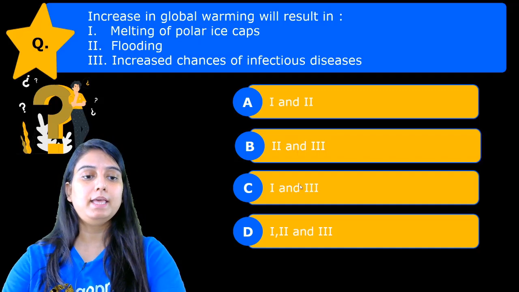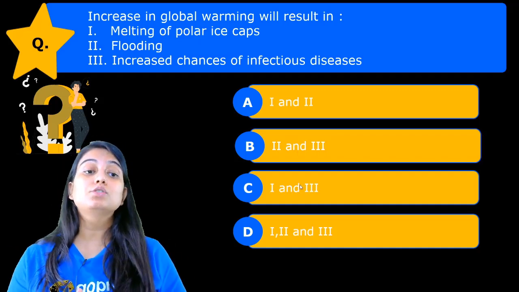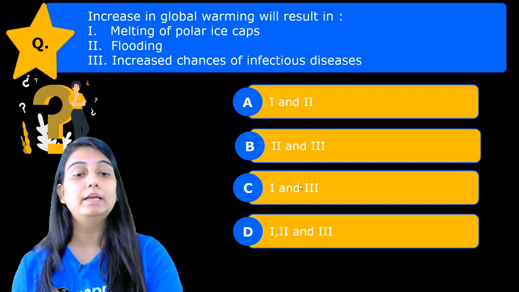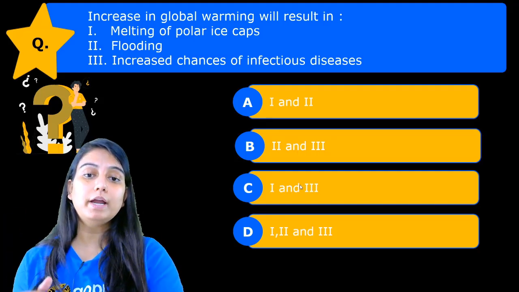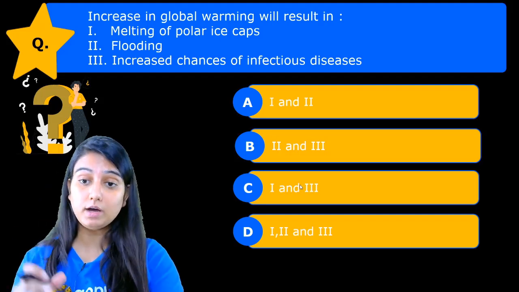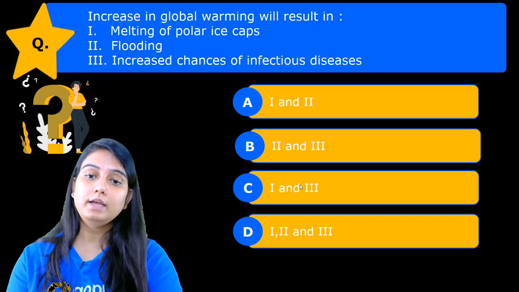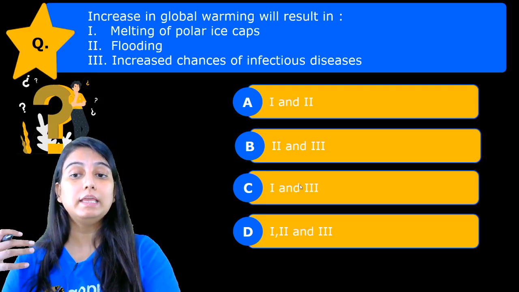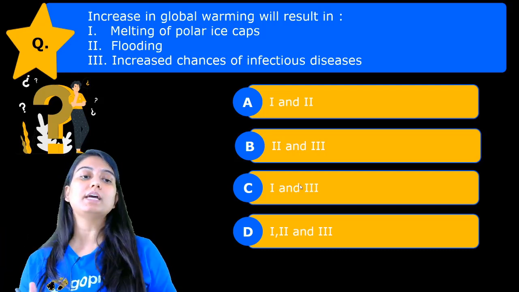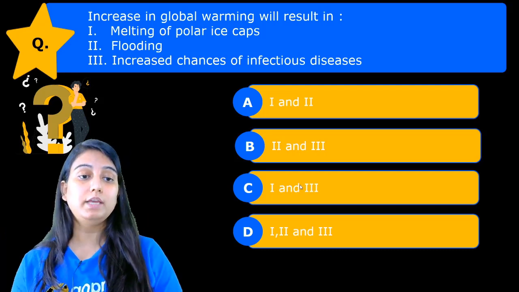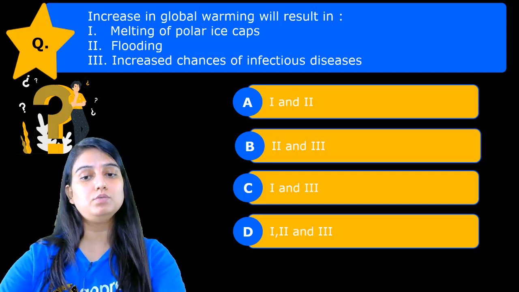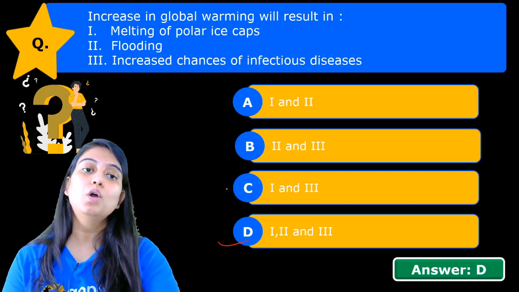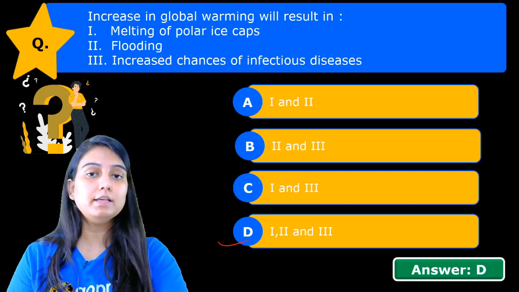Now देखिए, basically the correct answer is option D, because increase in global warming will lead to melting of polar ice caps, flooding of low-lying areas over the earth, and not only natural disaster will arise, it will also cause an increase in the incidence of infectious diseases like dengue, yellow fever, etc. So the correct answer is option D. That is first, second, third, all the three things will occur.